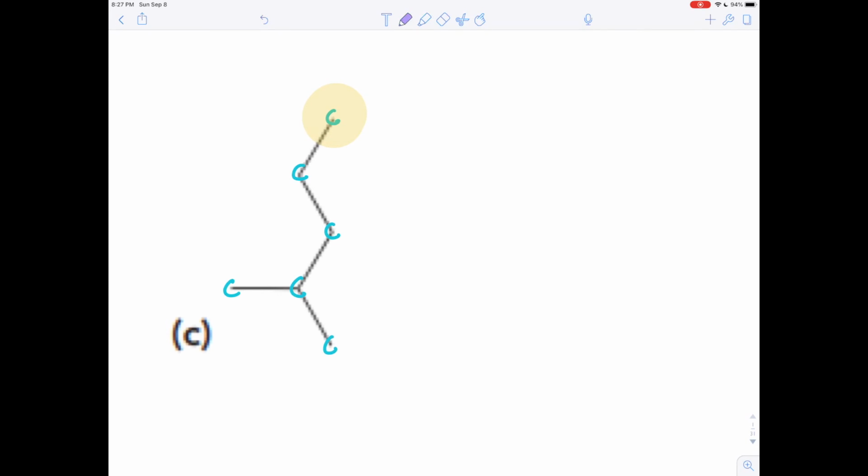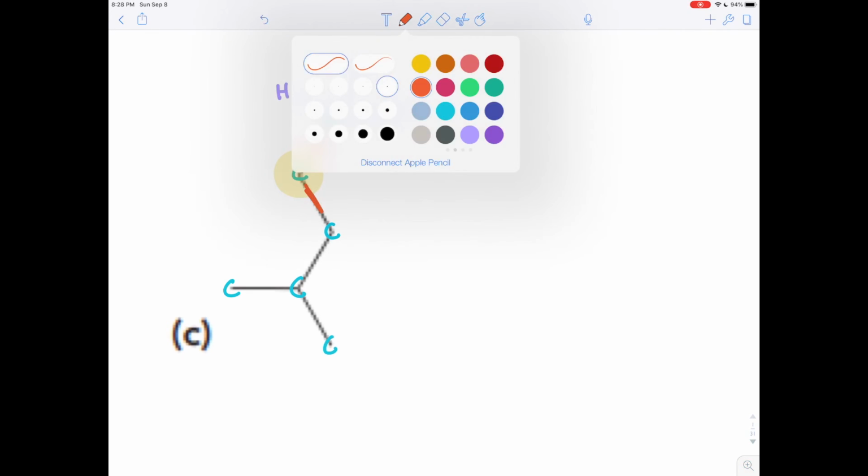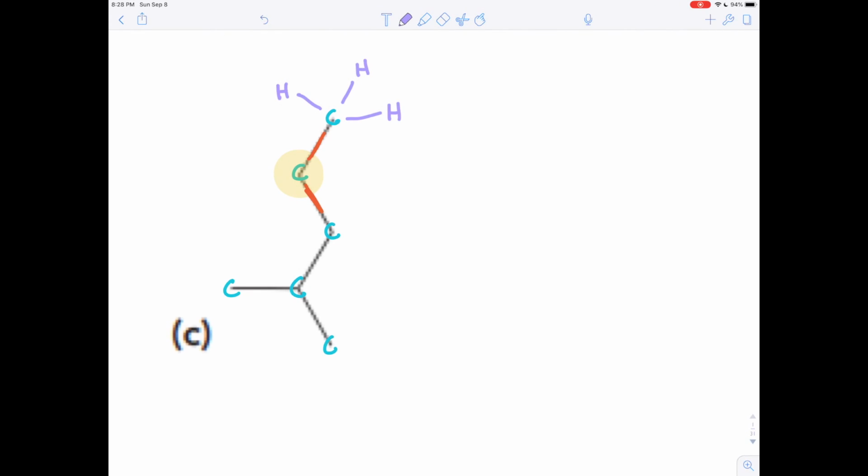Now, this carbon at the top only has 1 bond drawn in. That means it must have 3 more implied bonds. And implied bonds always go to hydrogen. They never go to any other element. So that carbon has 3 hydrogens around it. This next carbon down has 2 bonds to it drawn in, but it needs 4 total. So it must have 2 more bonds, implied bonds, which always go to hydrogens. So that carbon has 2 hydrogens around it.